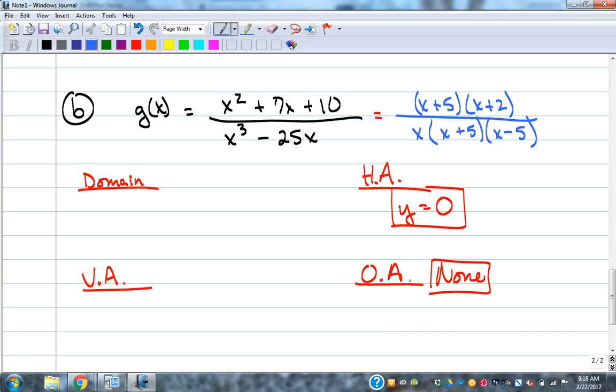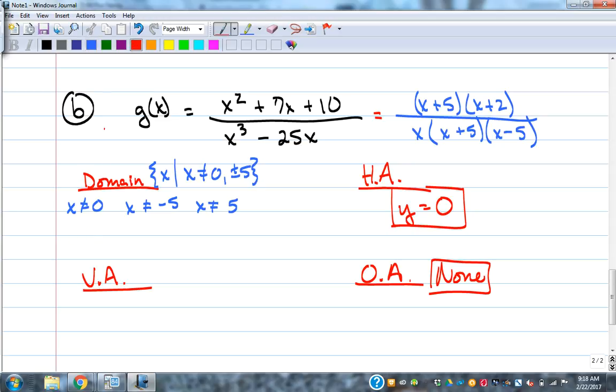Domain should be done before you simplify. Don't make that mistake. So for the domain, we're going to set this entire factored form equal to 0. We should get 3 restrictions on our domain because there are 3 factors with an x in it, right? So x equals 0, x can't equal -5, and x can't equal +5. So the domain is x such that x does not equal 0 or plus or minus 5.